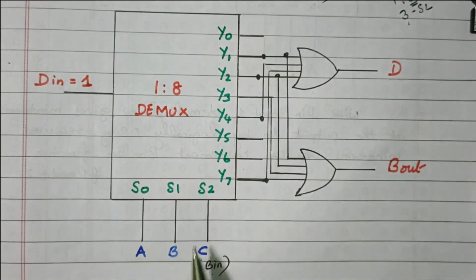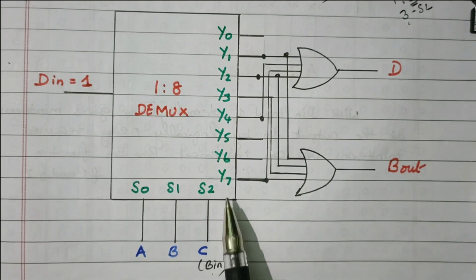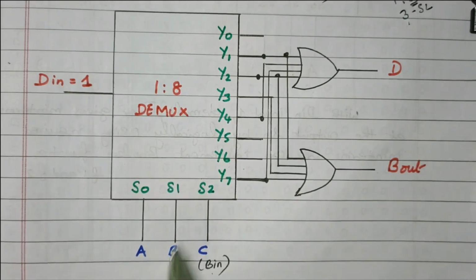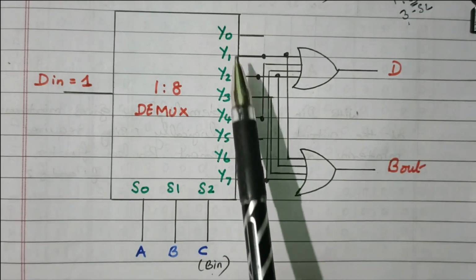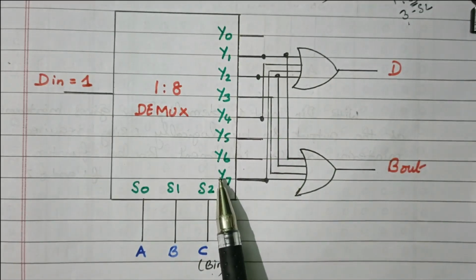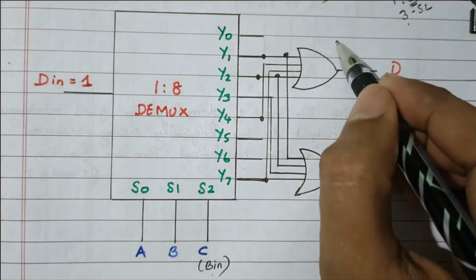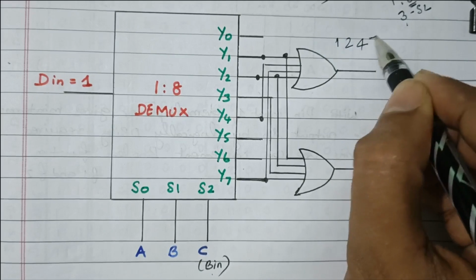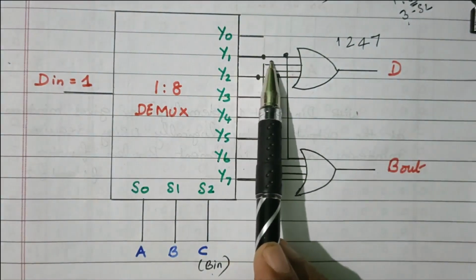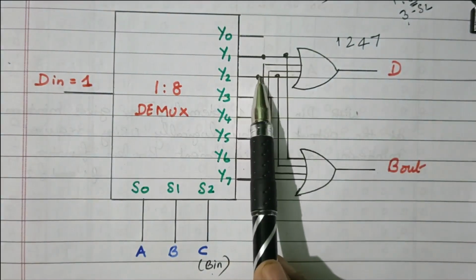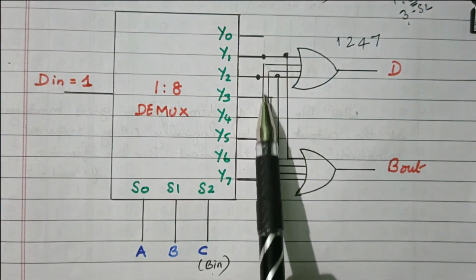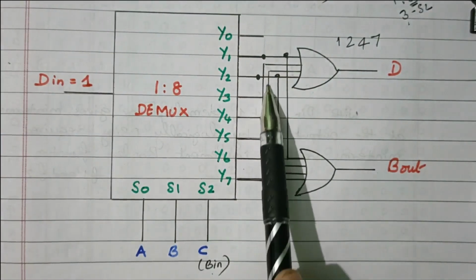Similarly, 1, 0, 0 means Y4. 1, 0, 1 means Y5. 1, 1, 0 means Y6. 1, 1, 1 means Y7. According to the input, we'll get the outputs. That is available in our truth table also. Right? So these 8 outputs will be available, but for the difference, what we need is 1, 2, 4, 7. Right? So this 1 is connected, 2 is connected, 4 is connected, and 7 is connected.